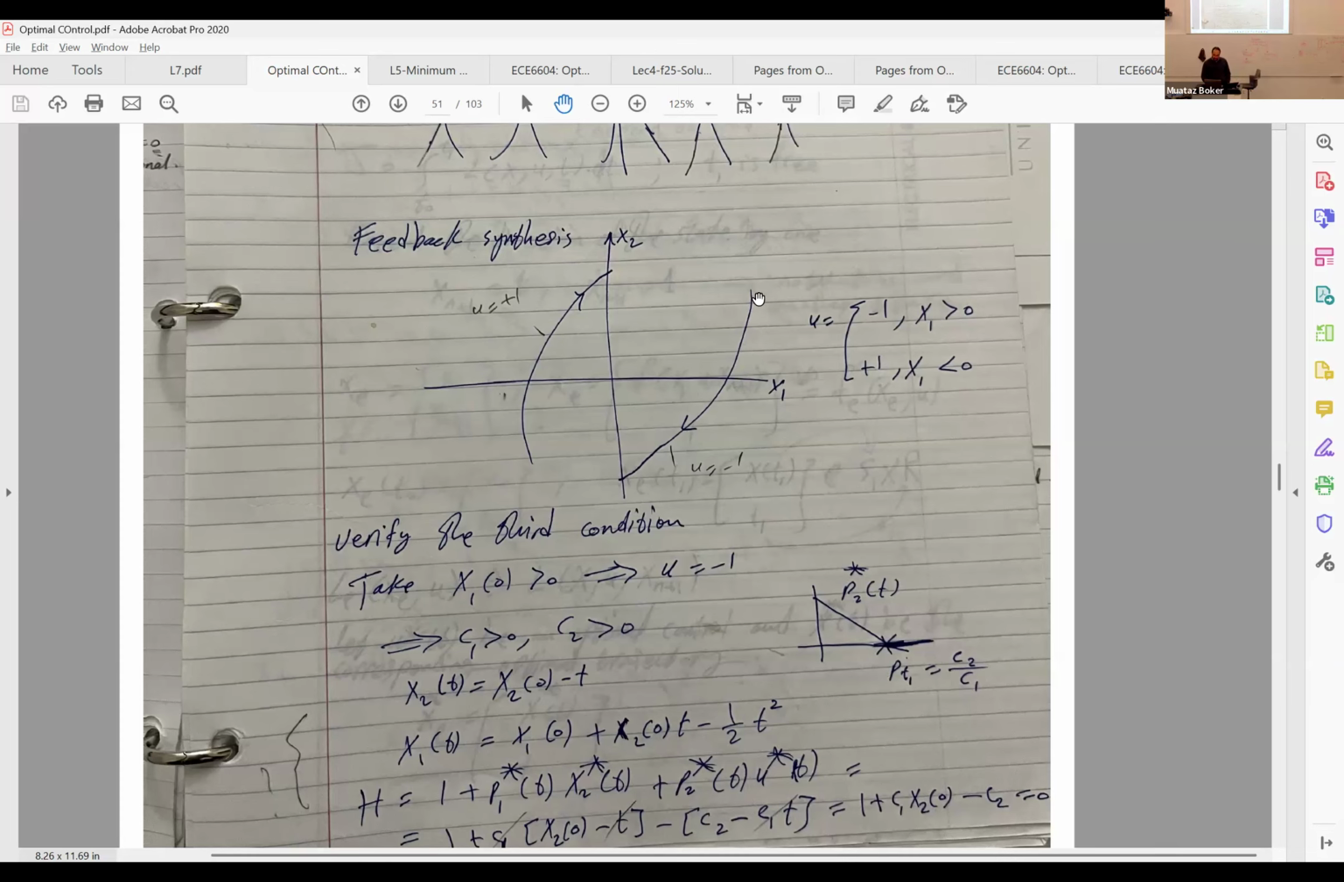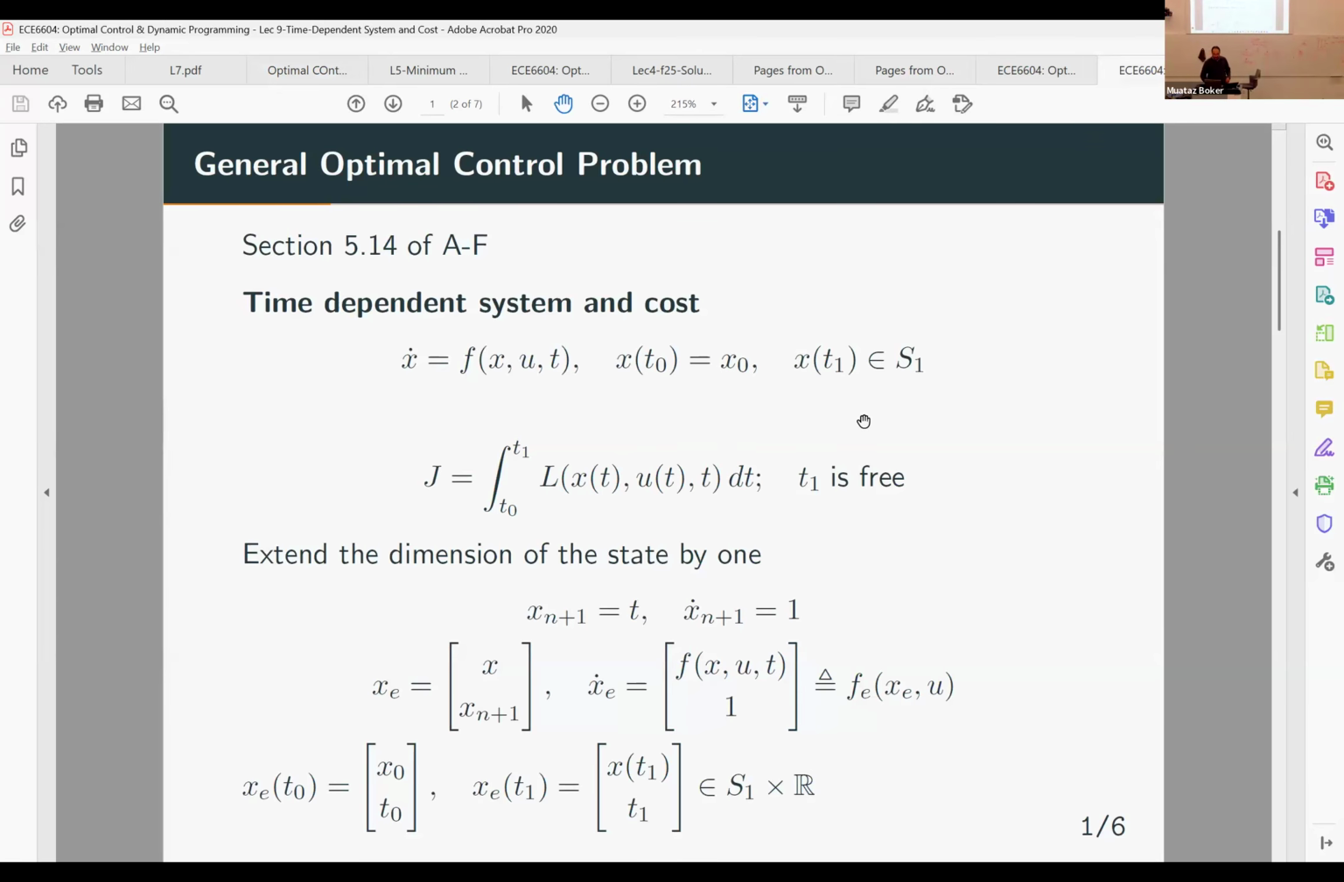That makes sense because in that case, if we want to take x2 to 0 also, we need to do something. We need to go from here, and then we need to go. So it's intuitive to see that the final time is less when x2 is free. Okay, so let's go back here. How can we solve this problem when the system explicitly depends on t? The same cost, same everything.